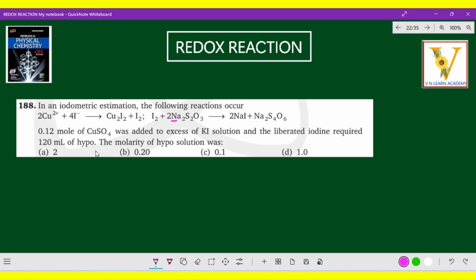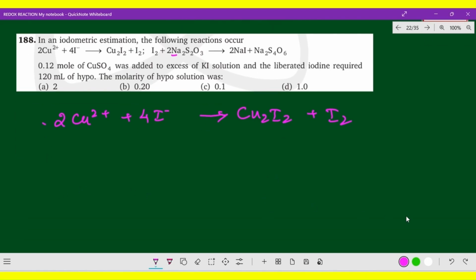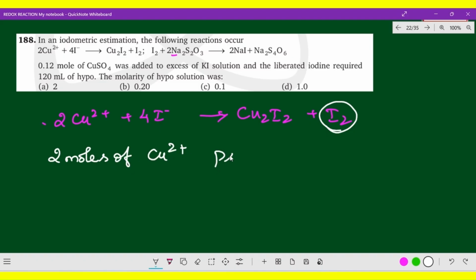So for that, let us check the equation thoroughly so we can find the number of moles required. Then finally we can identify the molarity of the hypo solution. Now here 2 Cu2+ plus 4I minus gives Cu2I2 plus I2. Now actually how many moles here? Here 2 moles of Cu2+ is there. To produce how much iodine? 1 mole. So 2 moles of Cu2+ produce 1 mole of iodine. Iodine only we are considering. They are mentioning that only, right?